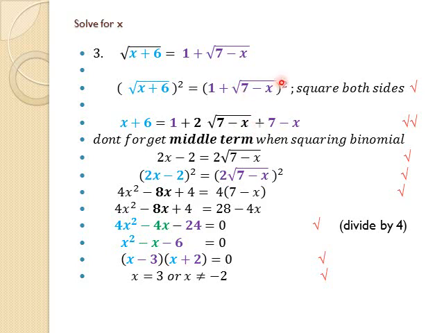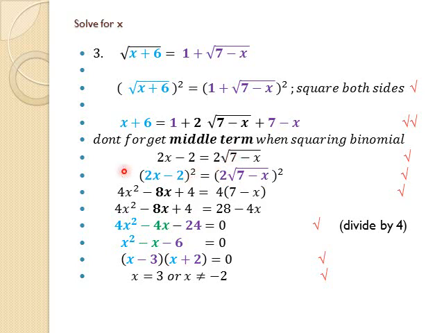Square root and square cancel, so I'm left with 7 minus x. Right, so don't forget the middle term. If I take my x's, minus x plus x, so minus x becomes plus x, x plus x, 2x. Alright, 1 plus 7 would give me 8. 8 becomes negative. 6 minus 8 gives me negative 2. And I'm left with 2 square root of 7 minus x. So again, I'm isolating the square root.